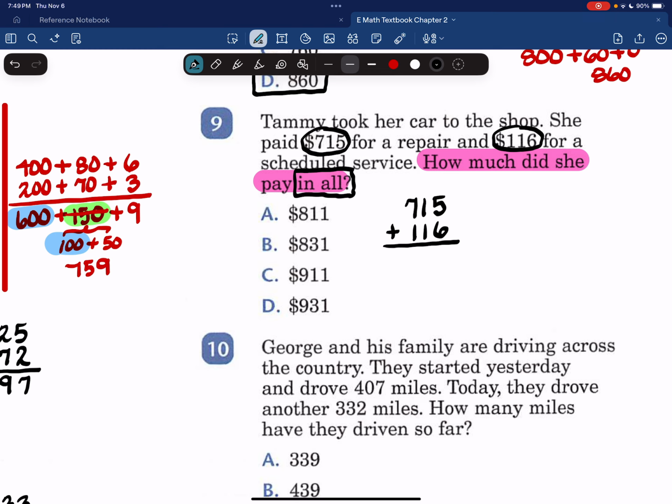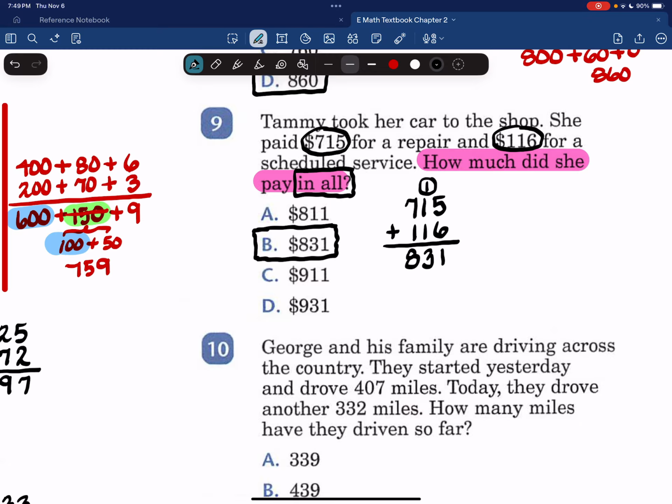And so I will add 5 and 6 to get 11. So I carry 1. And then 1, 2, 3. And then 7 and 1 is 8. And that's my final answer. $831 for that repair bill.